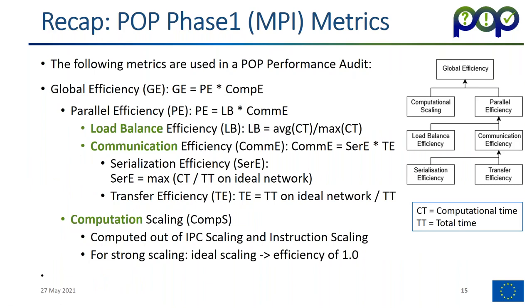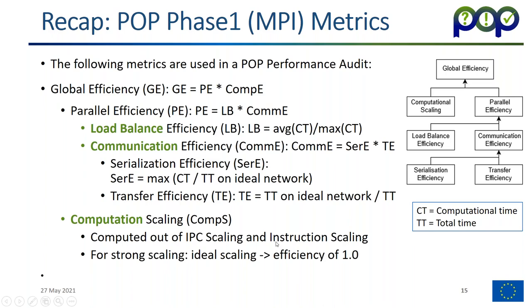Here, just to give an idea, I don't have the time to go into details. This is basically the original POP1 metrics, and you see it's calculating different efficiencies, which capture the basic performance behavior of a parallel application, determined by how communication is handled, how the load balance is handled, and how the computation is done, by looking at IPC and instruction scaling.